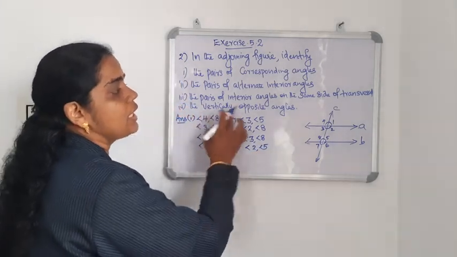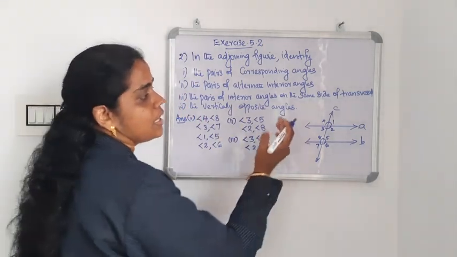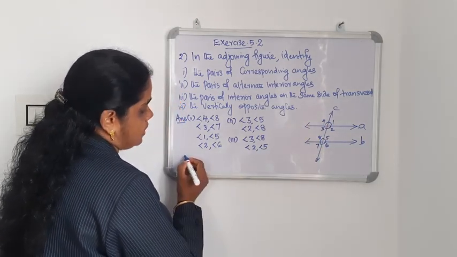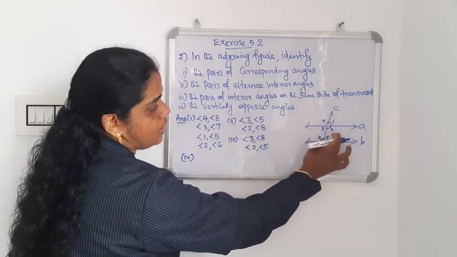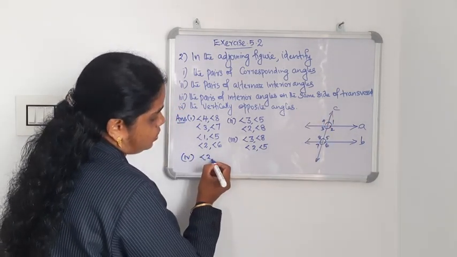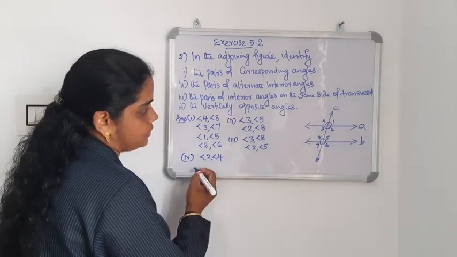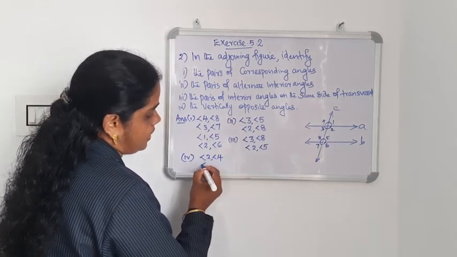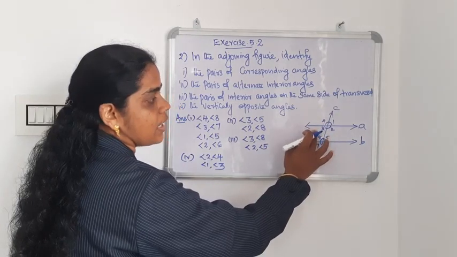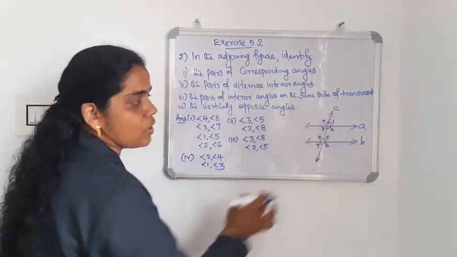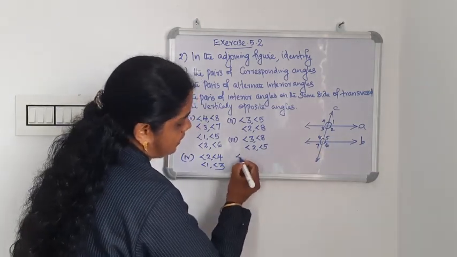Then vertically opposite angles. Already you studied what a vertically opposite angle is. Here many vertically opposite angles are there. First one, 2 and 4. One is here and the other is here. So angle 2 and angle 4 are vertically opposite. Then another one, angle 1 and angle 3 are vertically opposite. Then another pair, angle 5 and angle 7.